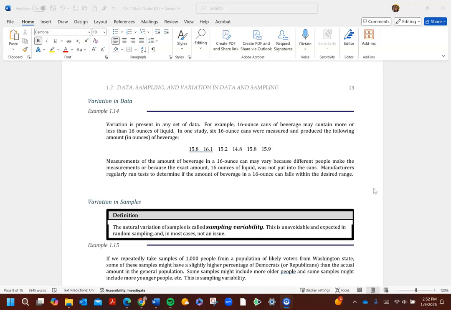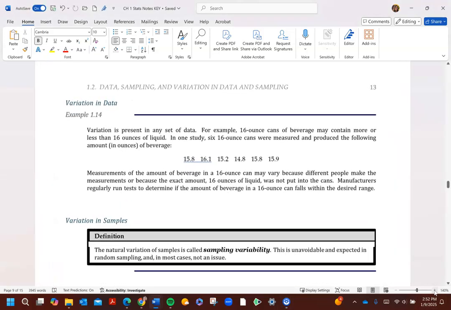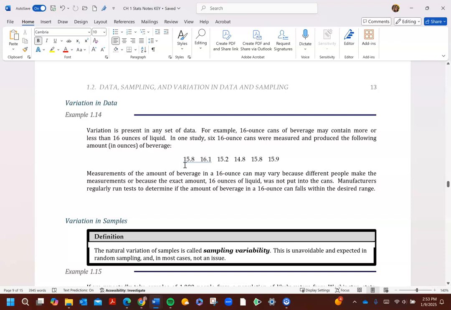So that being said, we'll move on to variation being present in any set of data. For example, 16-ounce cans of beverage may contain more or less than 16 ounces of liquid. In one study, 6 16-ounce cans were measured and produced the following amount in ounces of beverage. So we have 15.8, 16.1, 15.2, 14.8, 15.8, 15.9. So a lot of them are around 15, but there's a couple that are different.